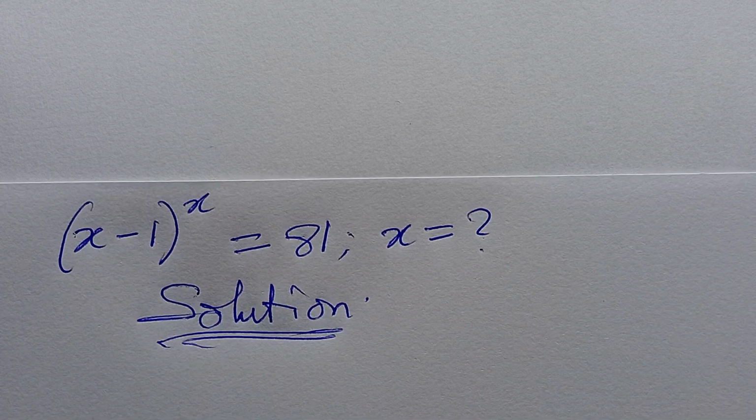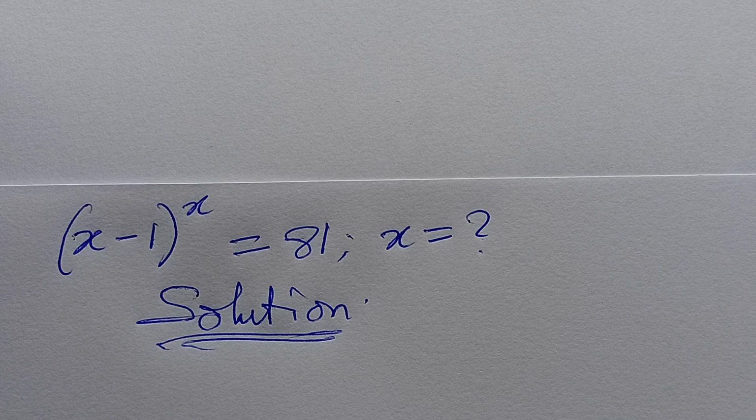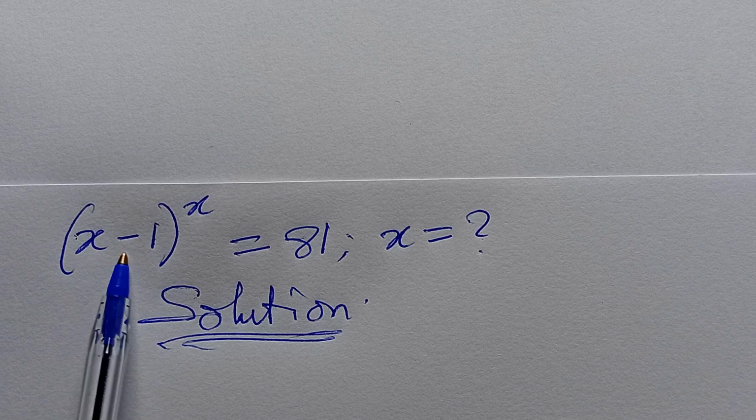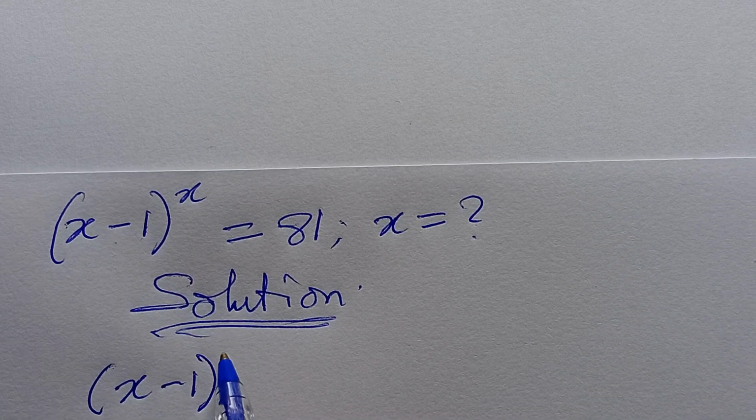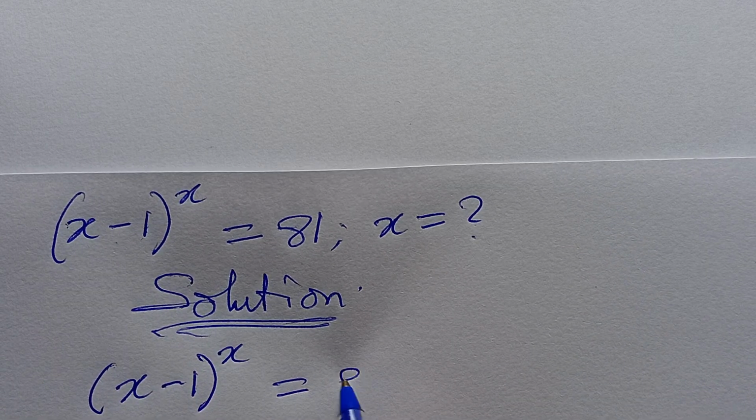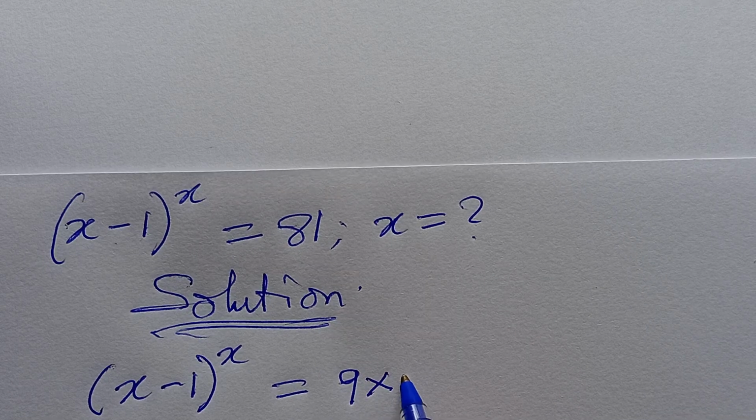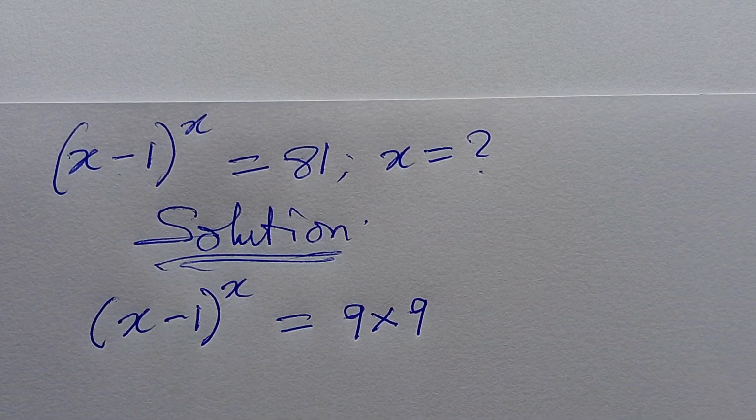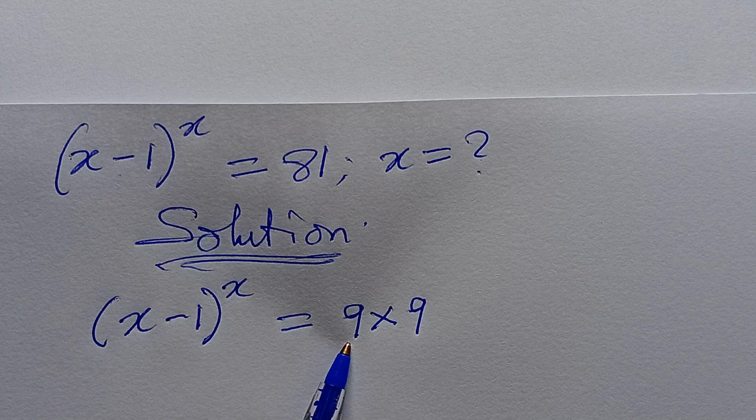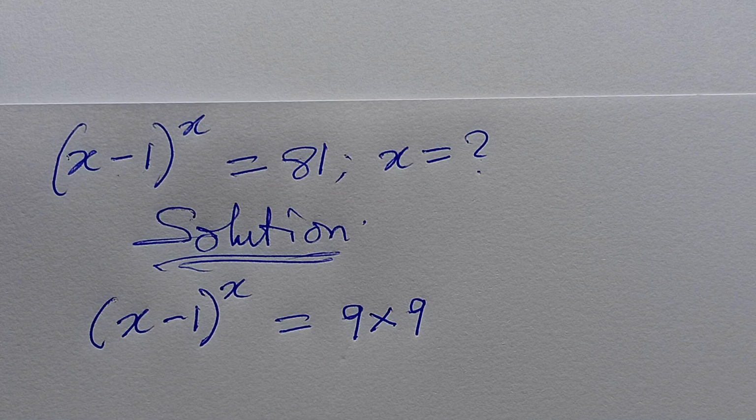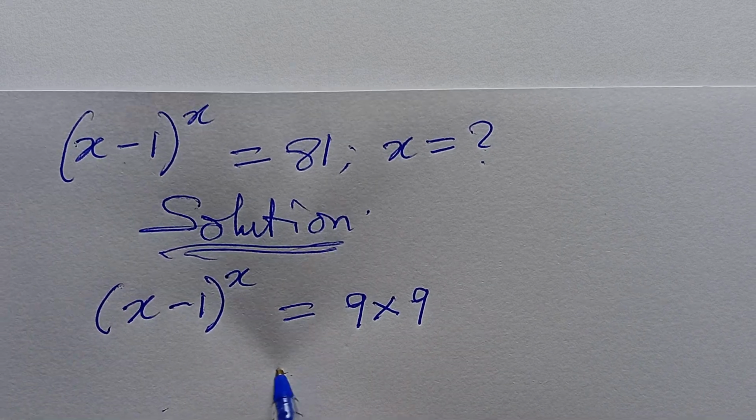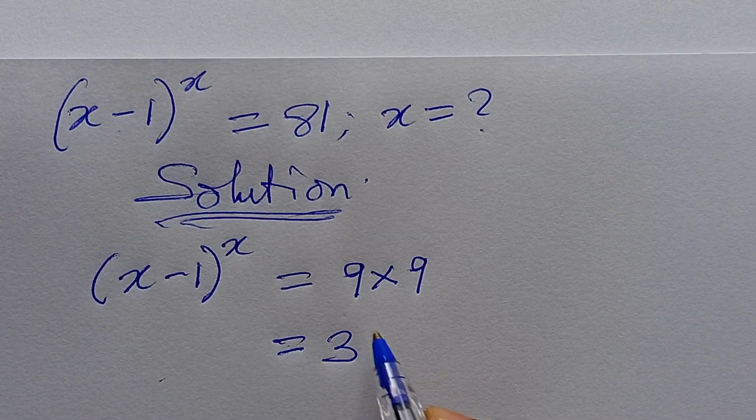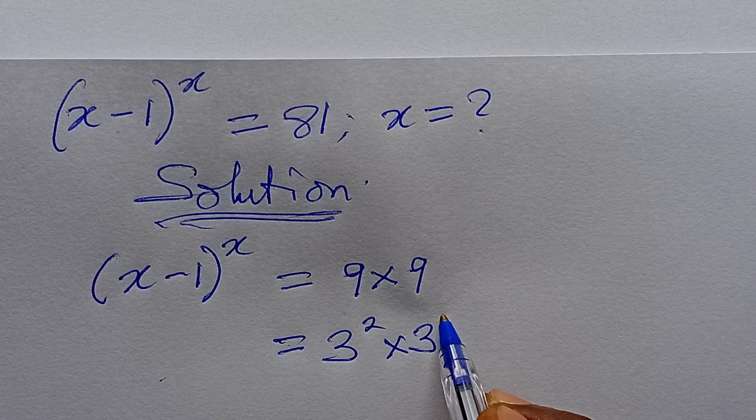Now from here, the first thing we're going to do is to look at the right-hand side quantity, which is 81, and try to break it down, keeping in mind what we have on the left-hand side of the equation. So we have (x − 1)^x equal to 81, which could be written as 9 times 9. We further break this down to our simplest unit, which is 3 to the power of 2. Let's just put it down here.